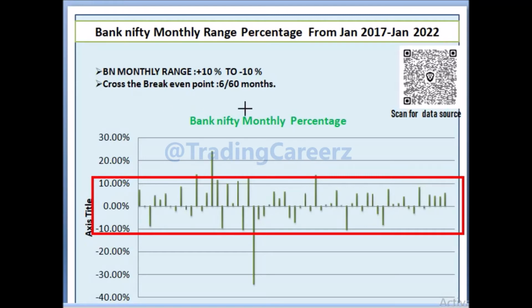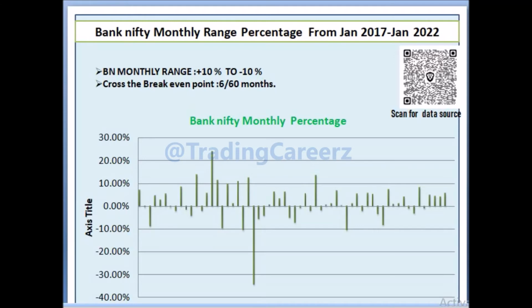How many times did it cross the break even points in 5 years? Only 6 times it moved beyond the range out of 60 months. It means most of the time Bank Nifty stays within 10% above or 10% below. You have to check the market data; scan this code to go directly to the historical data source. Okay, then going to the other slide.